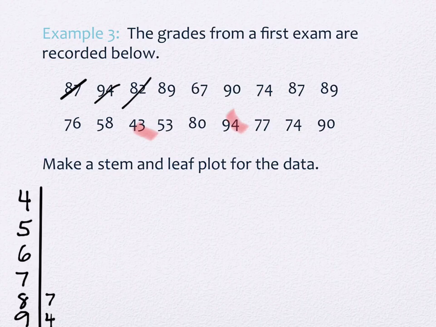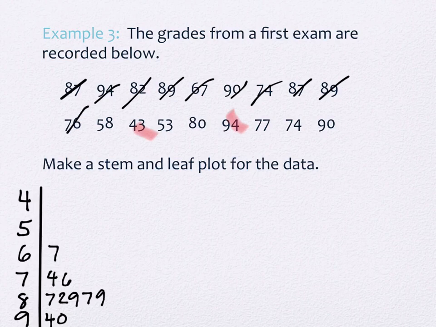So I have 82 and 89. I have 67 and 90. I have 74 and 87. 89, 76. 58, 43. 53 and 80. 94, 77. 74 and 90.